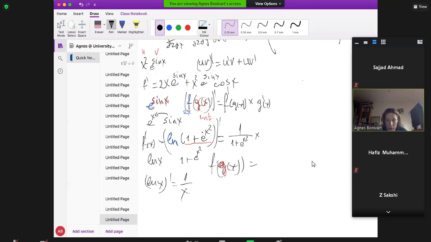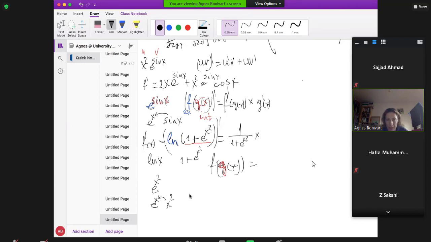What is the derivative of 1 plus e to the x squared? What is the derivative of 1? The derivative of 1 is 0, so we don't need to deal with it. What do we see about this e to the x squared? We see that this is again a composite function. It is composed of e to the x and x squared. X squared is put in place of x.